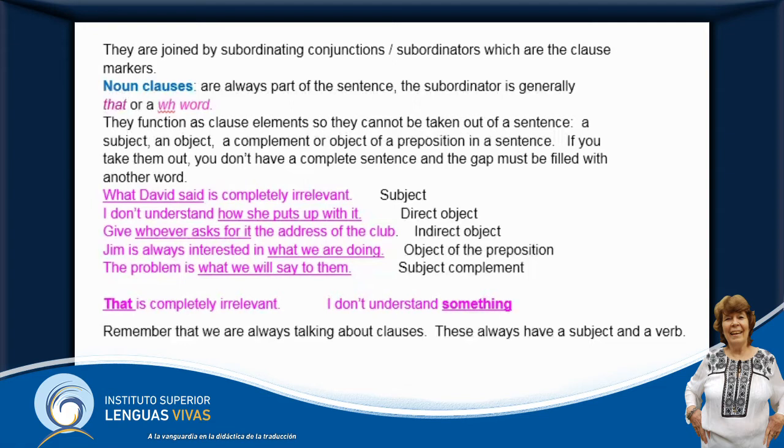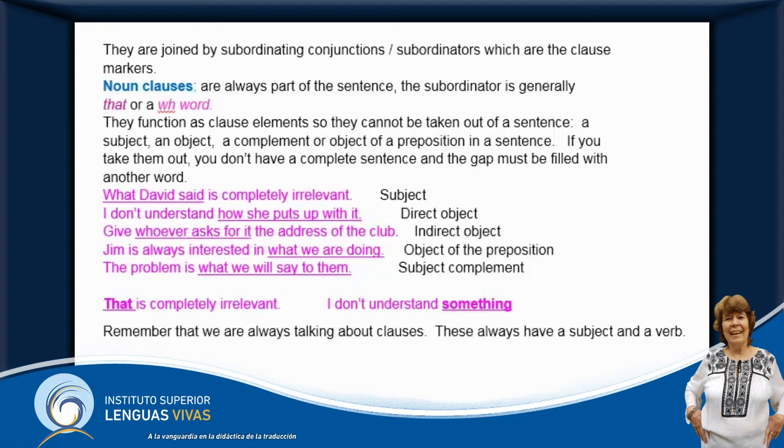Then you have the object of the preposition, and you have Jim is always interested in what we are doing. What we are doing is a subordinated clause, and it is a complement of that preposition in. You also have a subject complement when you have the verb to be, and here you have the problem is what we will say to them. What we will say to them there is a subordinated noun clause.